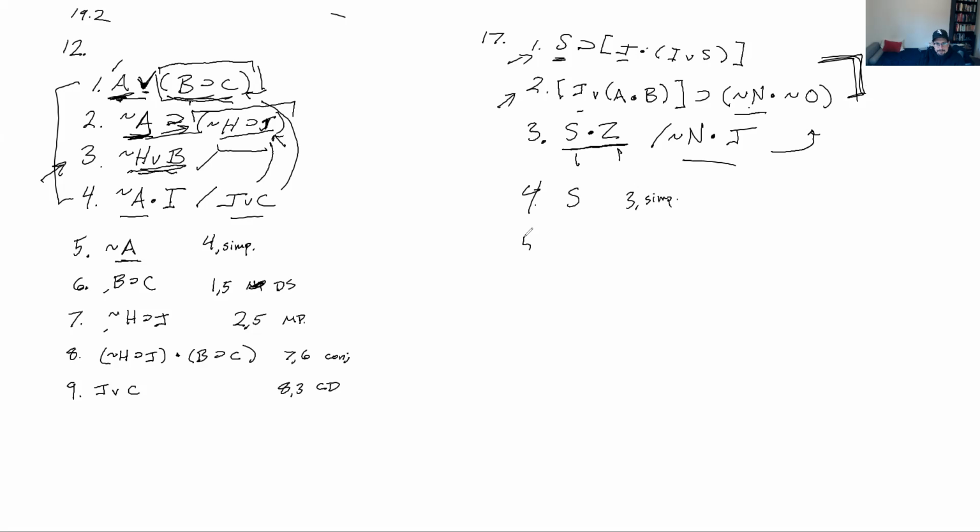from line 3. Then we take this S and plug it into line 1 with modus ponens. So 1, 4 modus ponens to give us J and I or S. Okay. Now from this, remember, in order to get not N and J, if I can get J on a line by itself, and I can get not N on a line by itself, then I can just use conjunction to give me not N and J. And here we have an opportunity to get J by itself through simplification.